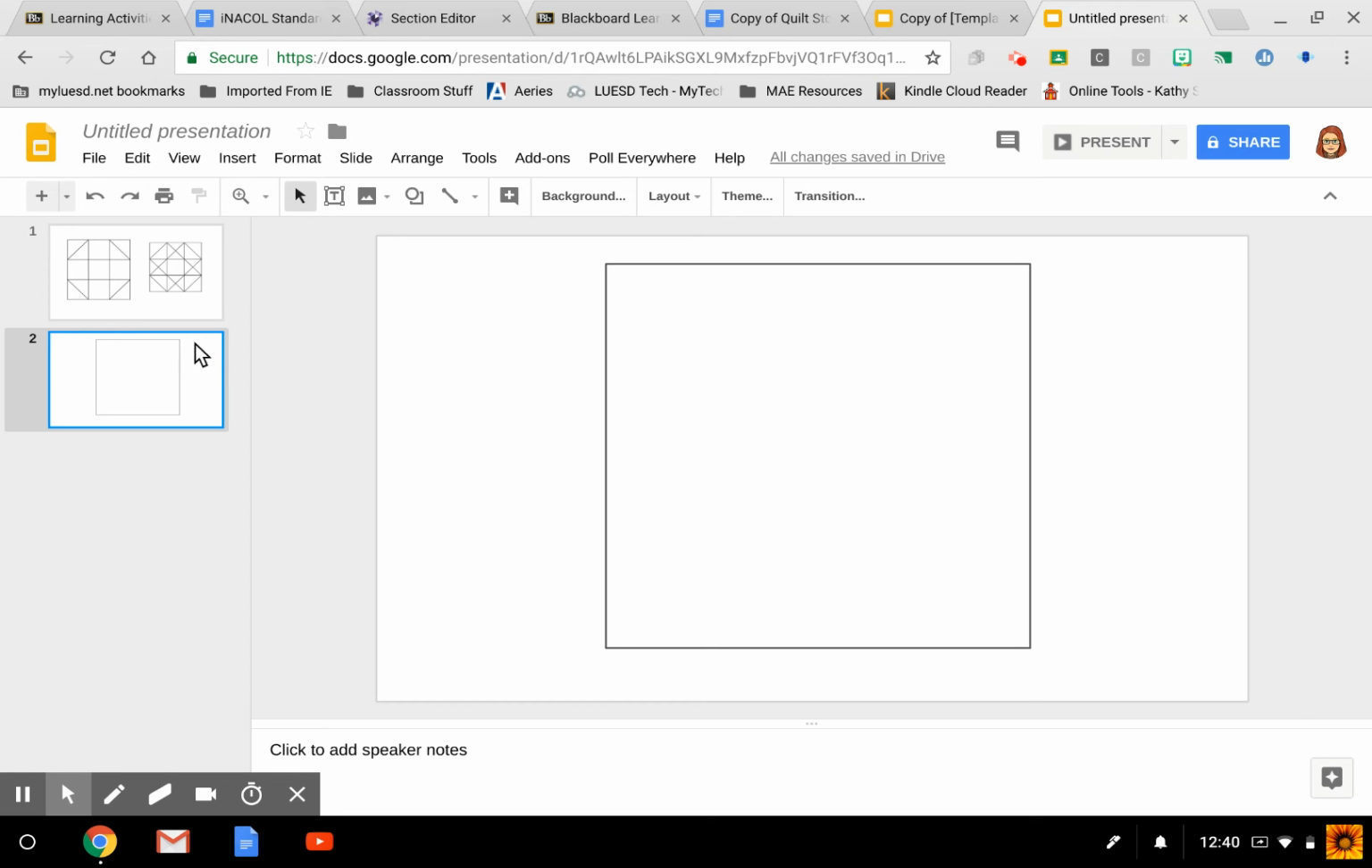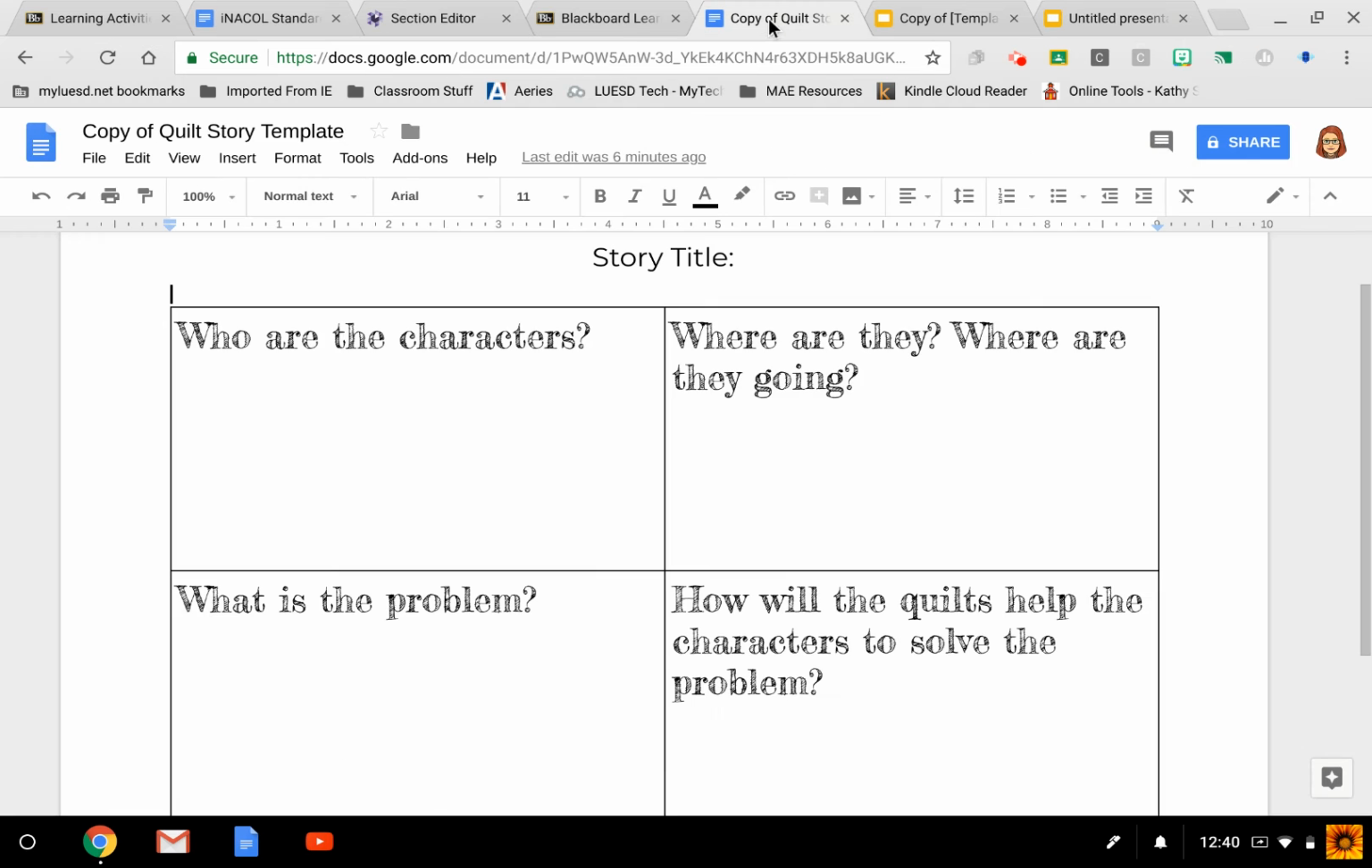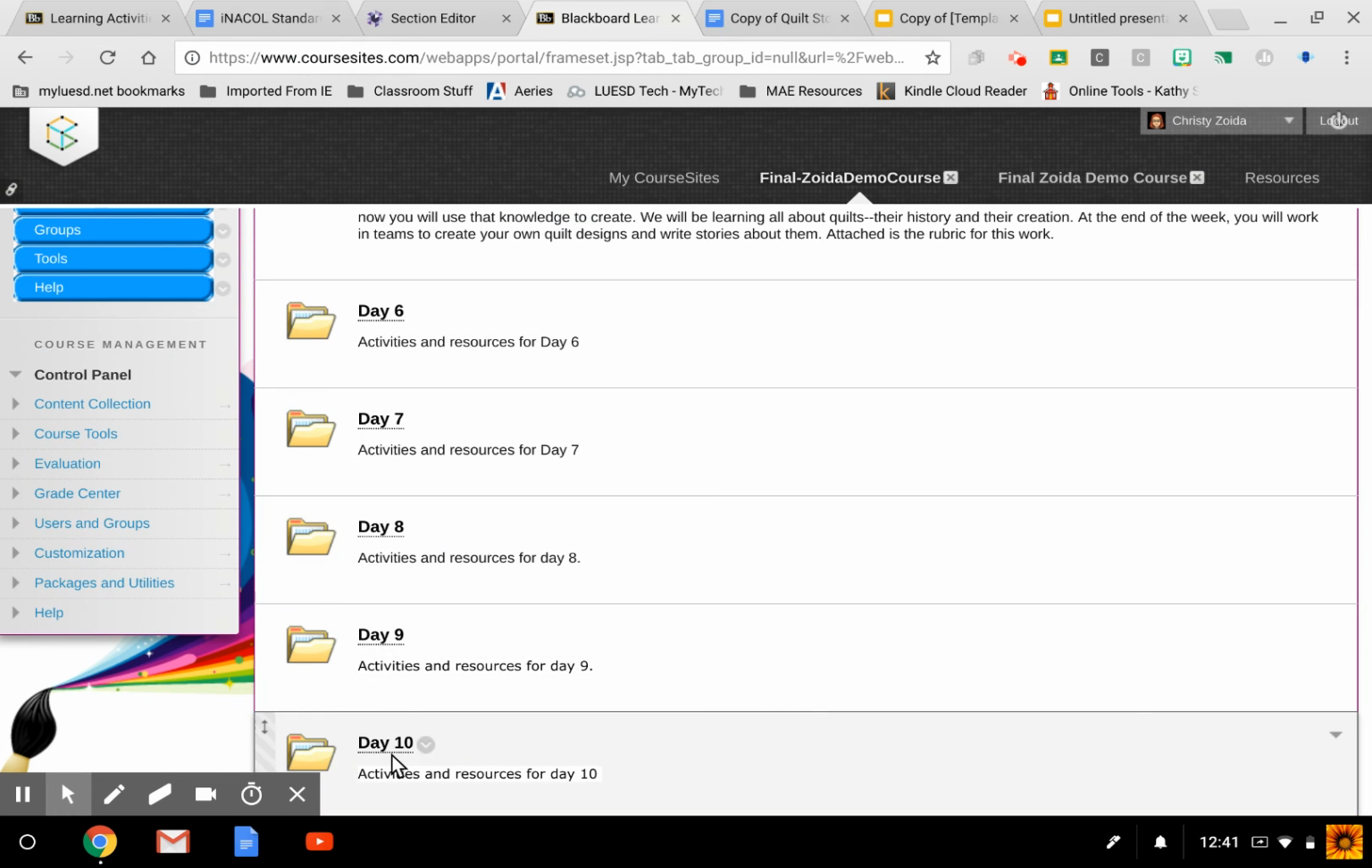Day 9 and 10, they will work together to create a story to go along with their design using this template. The culmination of this week, we'll see students working through Zoom breakout rooms in a jigsaw fashion to present their designs and stories.